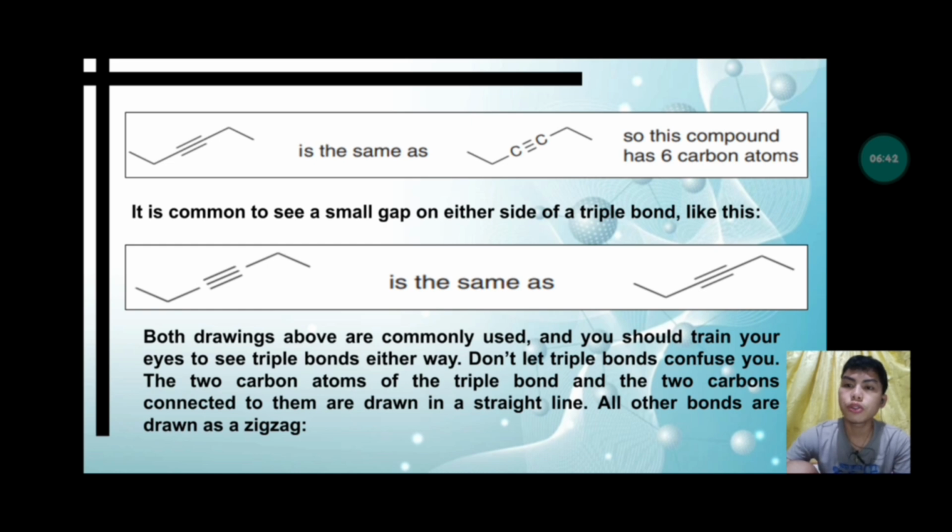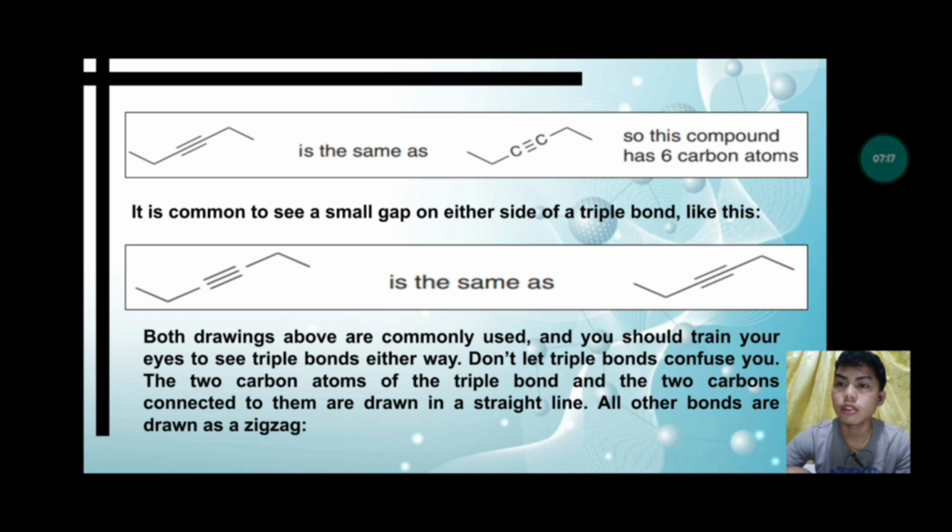So here in the picture above, as we can see on the left side, it has a compound that has a triple bond. This is the same as the compound on the right side. This compound has 6 carbon atoms, and it is common to see a small gap on either side of a triple bond like this.